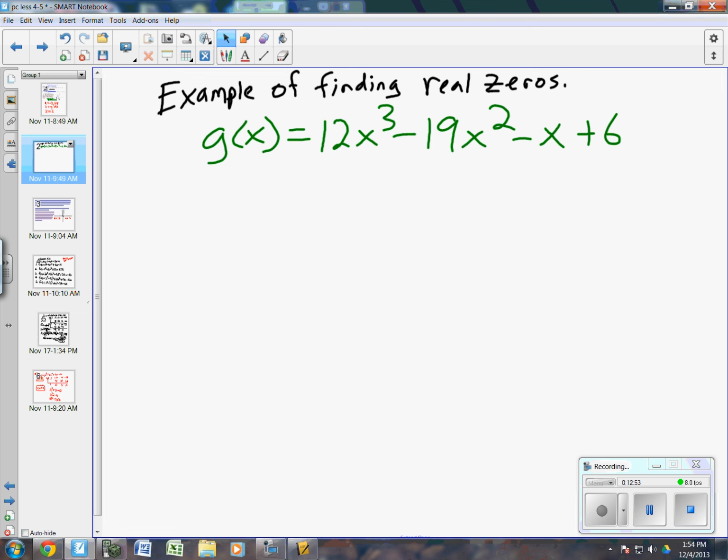I want you guys to find all the real zeros of this function right here in your groups. I'm not going to go over it. Just you guys do it. I'll come around to see who.